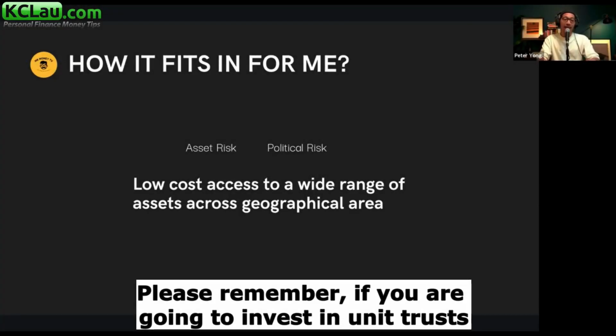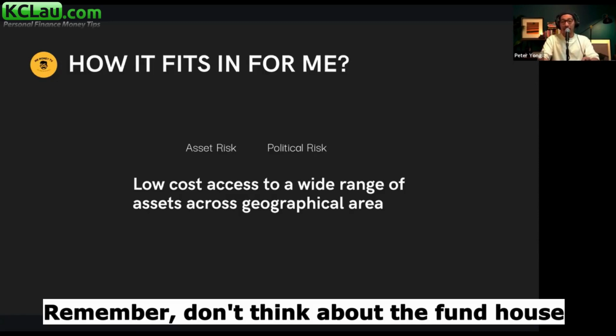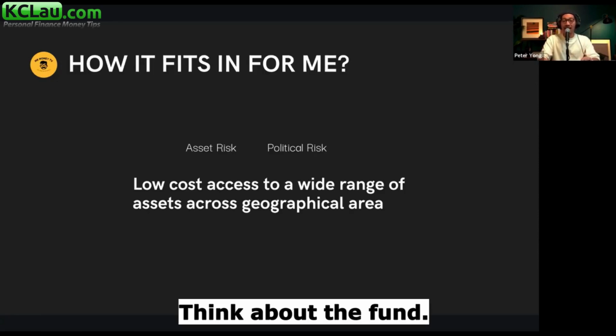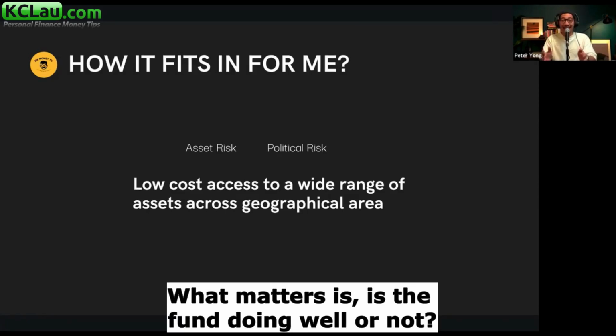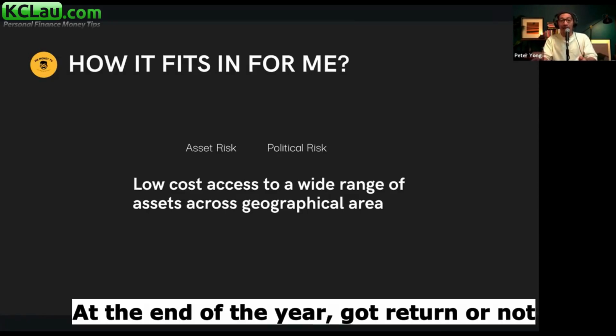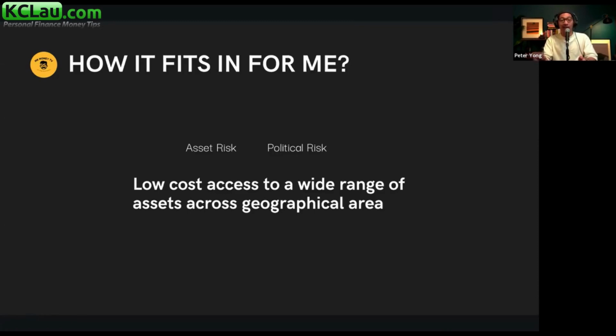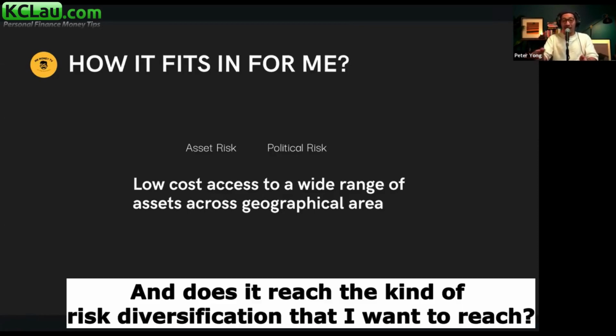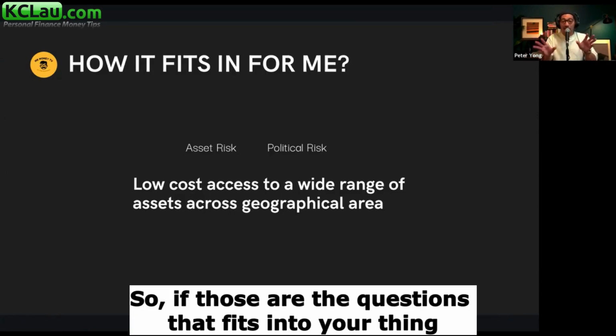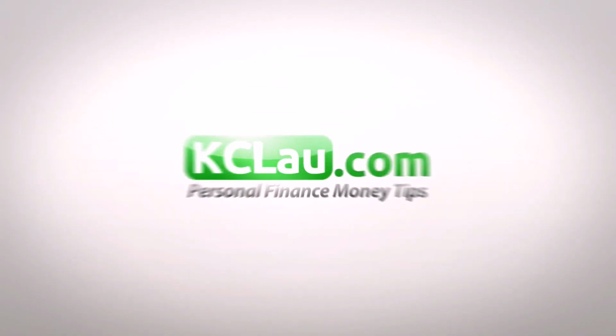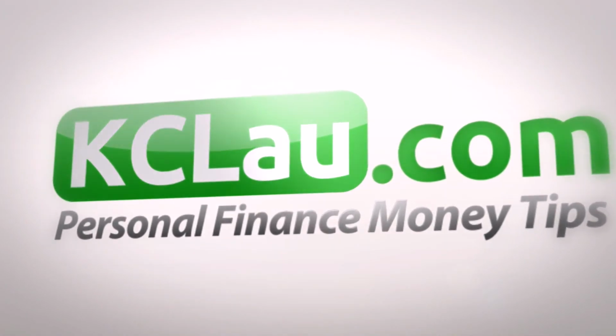Please remember, if you are going to invest in unit trust, don't think about the fund house. Think about the fund. What matters is whether the fund is doing well or not. At the end of the year, got return or not? And what's the return like? And does it reach the kind of risk diversification that I want to reach? So if those are the questions that feed into your thinking, then just use it.